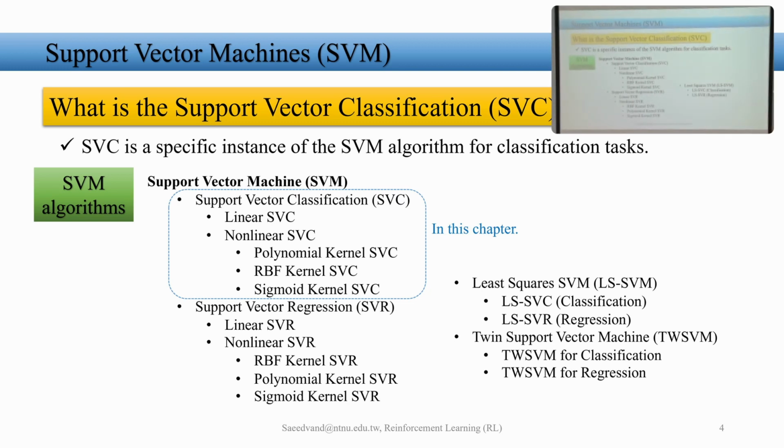But among the more advanced ones that we can study is least square SVM, LS SVM, which again has two categories: we can use it for classification and for regression. On the other hand, we also have twin support vector machine, TWSVM, that again can be for classification and regression. These two models are more advanced versions of the SVM algorithms.